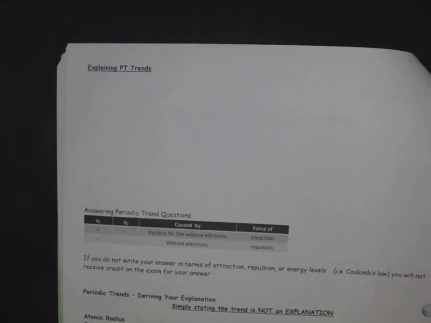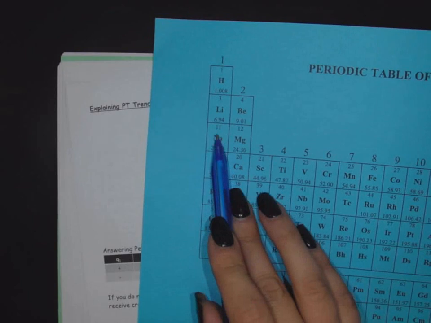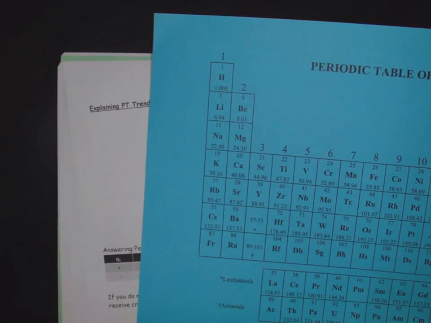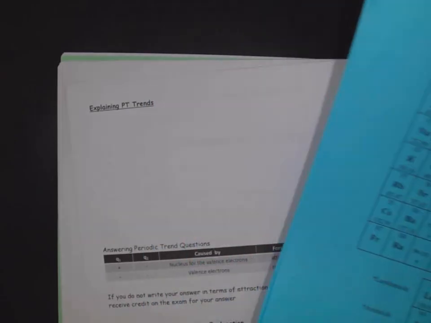And so on a free response test, when you're explaining these trends, it's really important that you don't justify the trend using the periodic table, meaning you cannot just say, I know that the radius of potassium is going to be bigger than sodium because going down the group, the radius gets bigger. That's not going to work on these free response questions. You have to justify why that's happening, and that's what we're going to talk about.